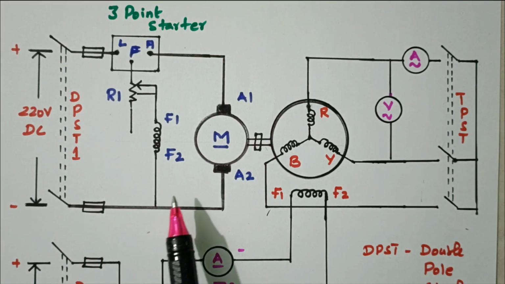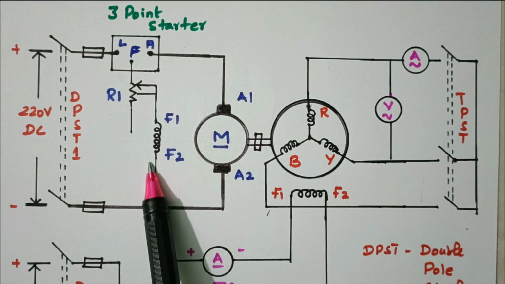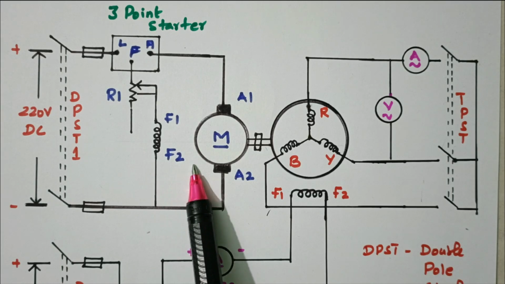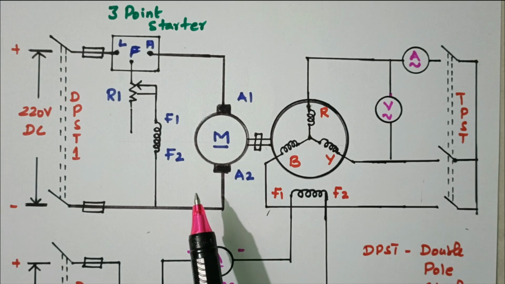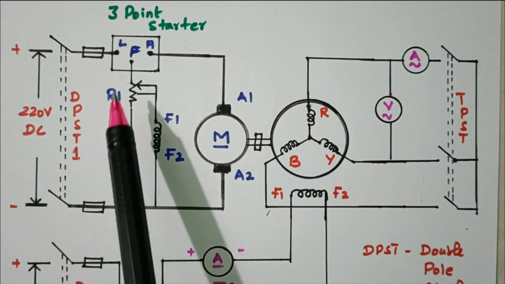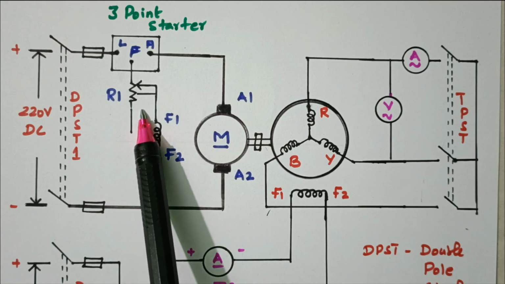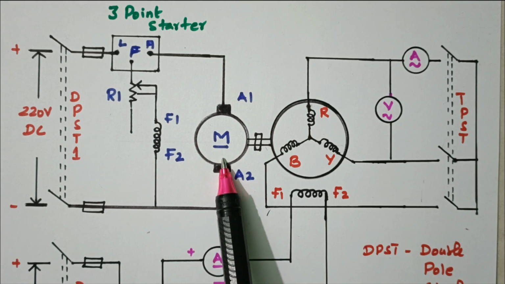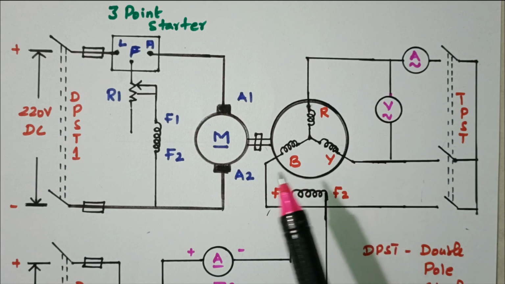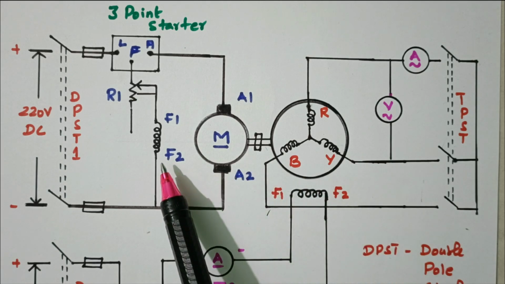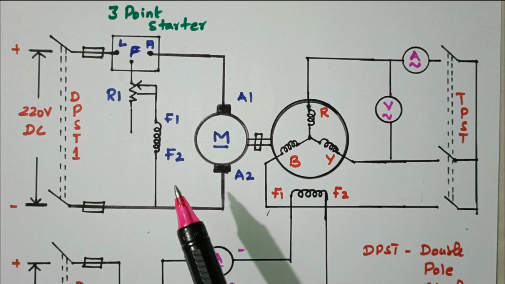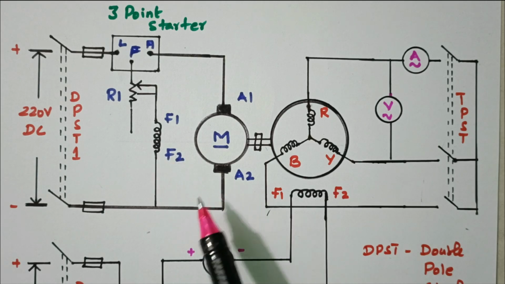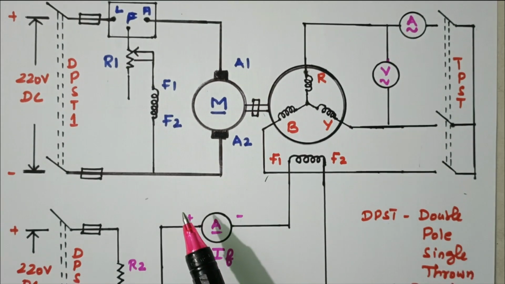This motor is brought to the rated speed by adjusting the rheostat. By adjusting rheostat R1, the current flowing through the field winding is varied so that we can bring the motor to rated speed. Now the residual voltage is noted with IF equal to 0. Here we can measure the residual voltage.